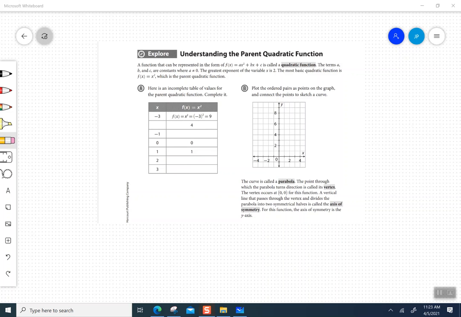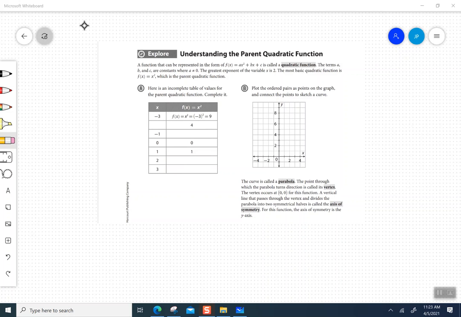Alright, students, today I'm going to be helping you understand quadratic functions, lesson 19.1, and this is the explore portion of it. Just wanted to go over a few quick things. First of all, you'll notice the equation has now changed from linear to quadratic.